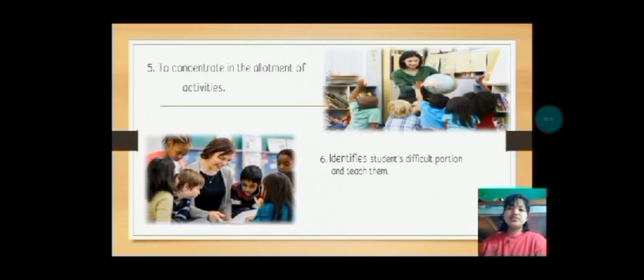Number 5 is to concentrate on the allotment of activities. So, we have to divide the activities according to the time. So, we have time for discussion, recitation, and also activities like that. And number 6, identify students' difficult portions and teach them. Like in the picture, if a student finds the lesson very difficult, we can review it again until they understand the lesson.